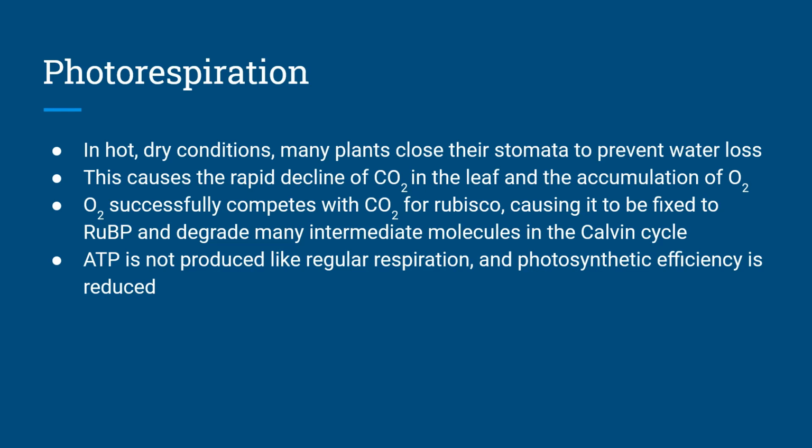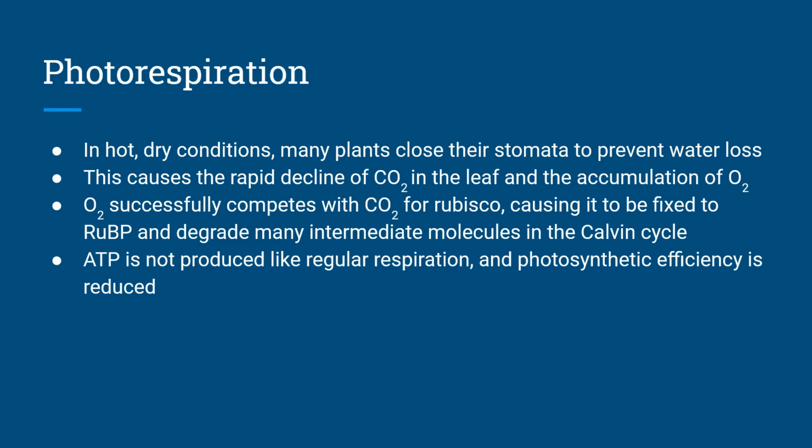But on very hot, dry days, plants close their stomata because they leak water they desperately need for the light-dependent reactions through them. Once these stomata close, the CO2 in the leaf gets rapidly used up, with O2 accumulating in the leaf as it is a byproduct of the light-dependent reactions and now cannot get out of the leaf through the stomata. Now this causes some problems because O2, oxygen, actually competes with CO2 for rubisco. Remember the enzyme that is key in the Calvin cycle. And what I mean by competes is that if there's a larger concentration of oxygen in the chloroplast rather than CO2, oxygen actually interacts with rubisco itself and gets fixed with RuBP rather than CO2.